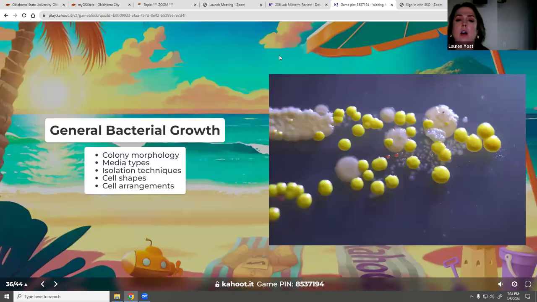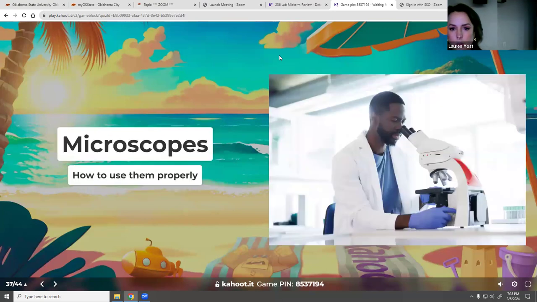All right, know your terms of your colony morphology. Like I said, you don't need to be able to define those necessarily, but be able to pick out which ones are terms referring to colony morphology. Media types: slants, plates, broth. Know the difference with those. Isolation techniques, really I'm only talking about the streak plate, and cell shapes and arrangements, which we already went through. Okay, let's talk about microscopes and how to use them properly.